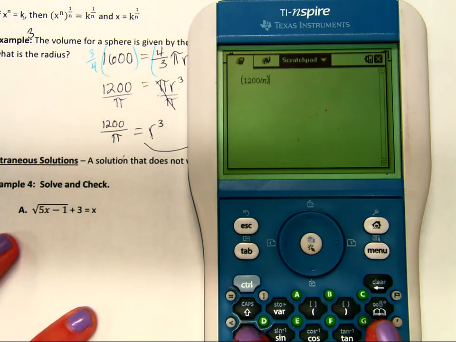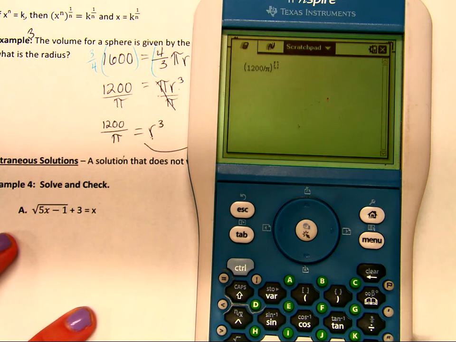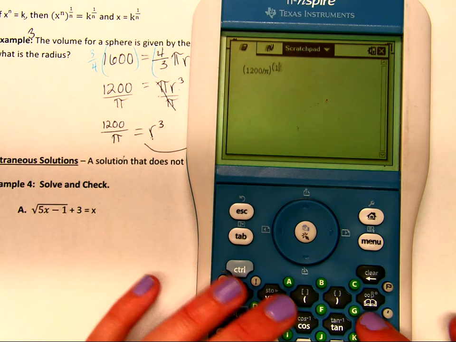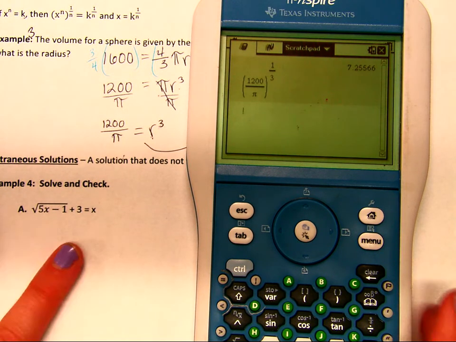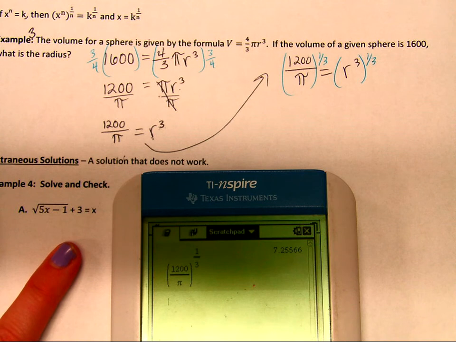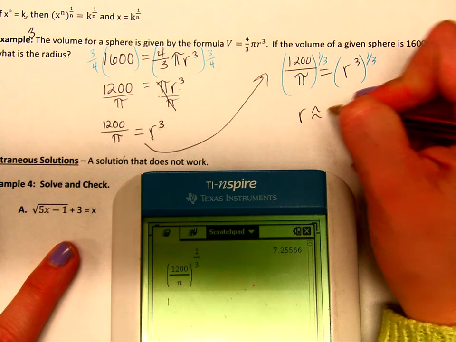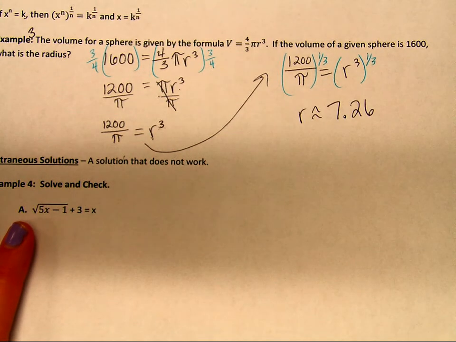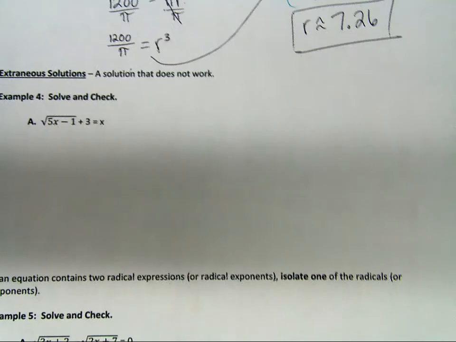So I'm going to use my little caret right here. And then when I type that exponent in, make sure you put it in parentheses. So 1/3. Put your exponent in parentheses when it's a fraction. Hit enter, and it's going to give me my decimal approximation, which is about 7.26 if I round. And I've solved for r. Good to go. Okay, a couple more examples.